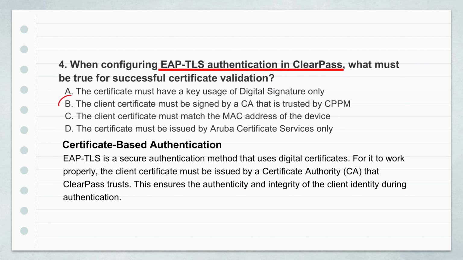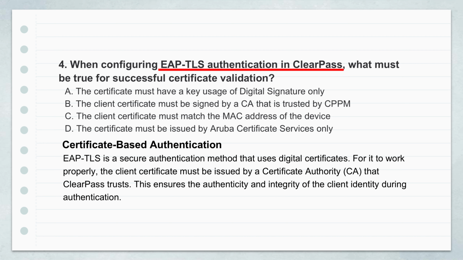For ClearPass to believe a client certificate is legitimate, it has to trust the organization that issued it, the CA. How does it establish that trust? You typically upload the CA's own certificate, its root certificate, into ClearPass's trust list. If the CA that signed the client certificate isn't in that list, then ClearPass has no reason to believe it. Exactly. It can't verify the signature, can't trust the certificate, authentication fails. It's all about that chain of trust back to a known, trusted root.